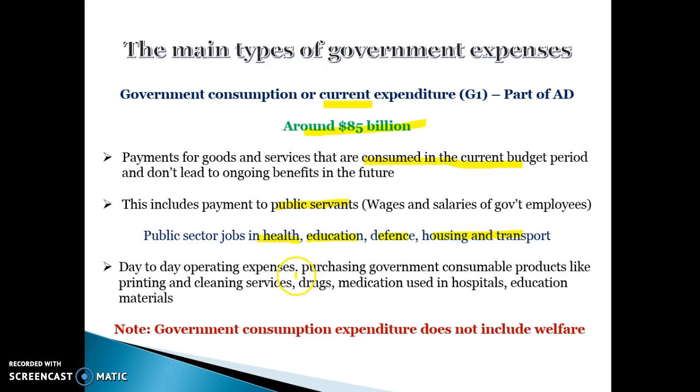It also involves day-to-day operating expenses, so it can be about the government consuming certain products, so all the money they spend on printing and cleaning services, on any drugs they need to provide, medication used in hospitals, education materials, so anything that's basically used up in the current period, purchases of goods and services in the current period. It doesn't include welfare spending.